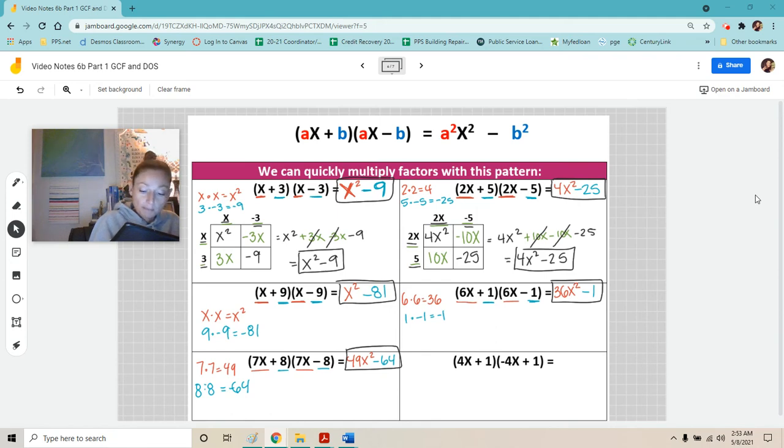So this will be positive 4 times negative 4. That's going to make negative 16x squared. And then 1 times 1 is 1, so it's going to be a positive 1. So when the negative's in the front there, that's what will happen. It just switches where the negative is.